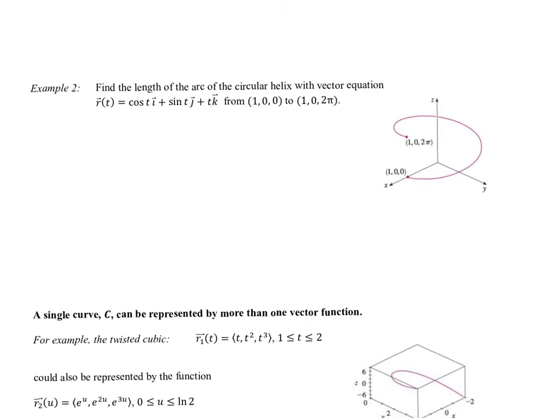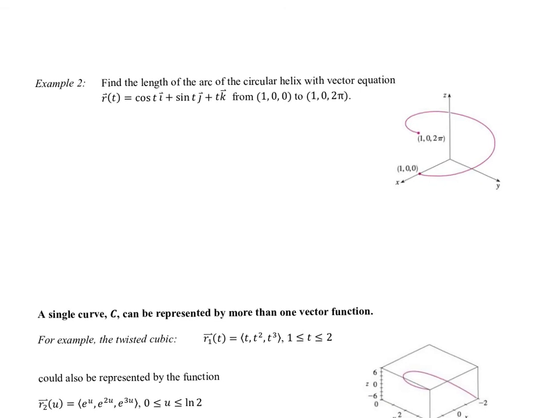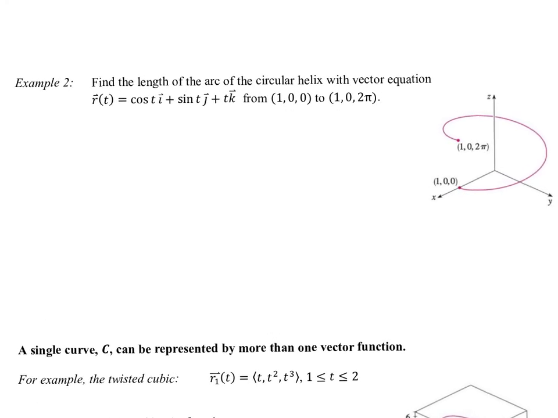All right, for example 2, we're going to take a look at the length of the arc of the circular helix with vector equation r of t, and we're going to go from the point (1, 0, 0) to the point (1, 0, 2π). Now in this problem, we're not given specific t values, and so we do need to find these given the points. Remember that we have in our function x of t, y of t, and then z of t, and so each of these points is a component of x, y, and z.